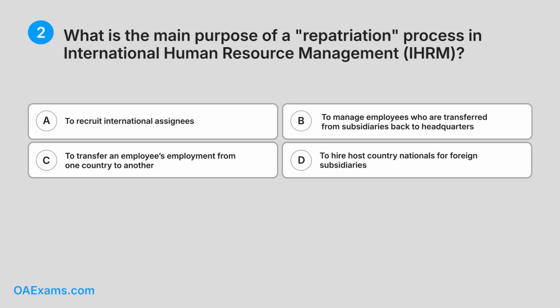2. What is the main purpose of a repatriation process in international human resource management, IHRM? A. To recruit international assignees. B. To manage employees who are transferred from subsidiaries back to headquarters. C. To transfer an employee's employment from one country to another. D. To hire host country nationals for foreign subsidiaries. Do you know the answer?